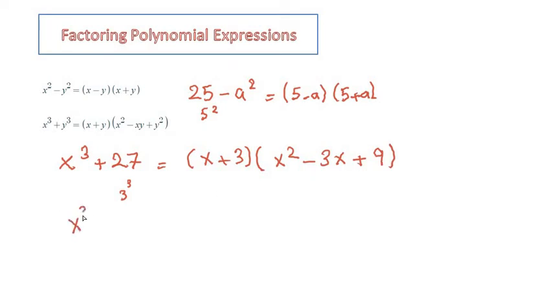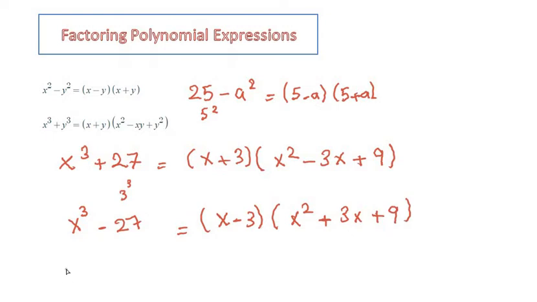What if we have x cubed minus 27? The rule is almost the same, but we change the two signs here and there. It's going to be x minus 3 times x squared plus 3x plus 9. Now another important rule to remember is, for example, x squared minus 5x plus 6. We look for two numbers with a product of 6 and a sum of negative 5, and these two numbers are negative 2 and negative 3.